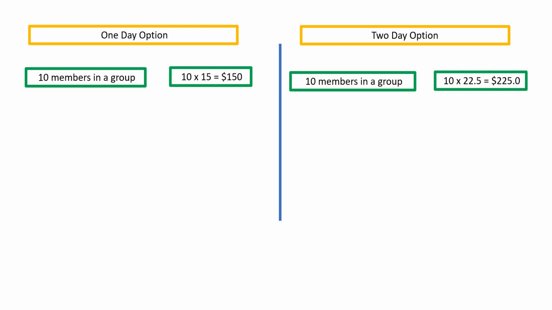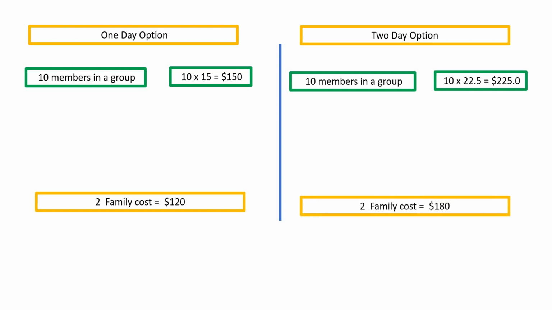Same way, 10 members in a group, 10 times 15, $150. 10 members in a group, day 2 option, 10 times 22.5, it will give you $225. 2 family cost is $120, that is less than $150. And in case of 2-day option, 2 family cost is $180, that is less than $225.